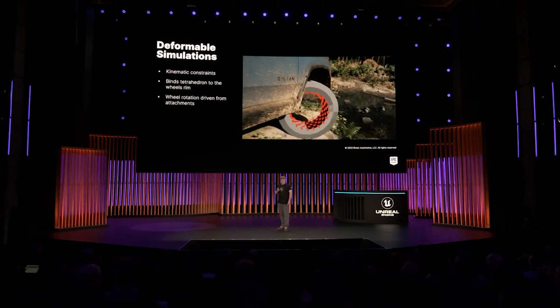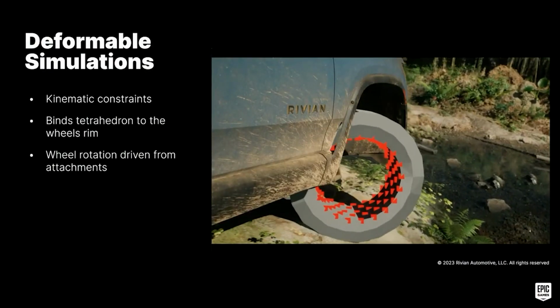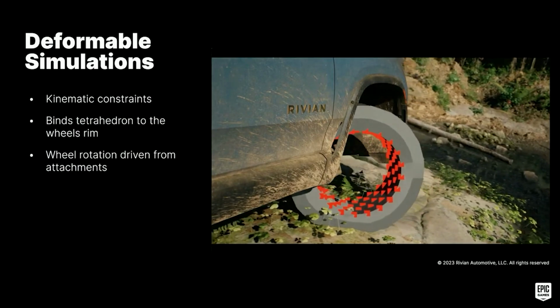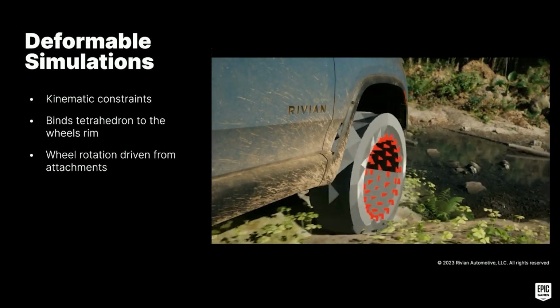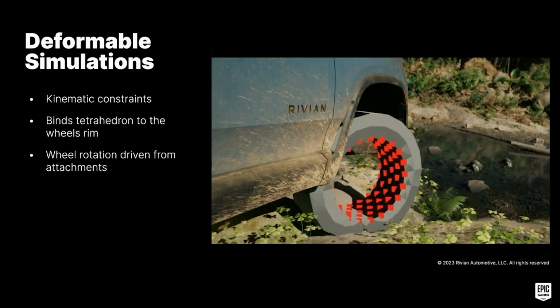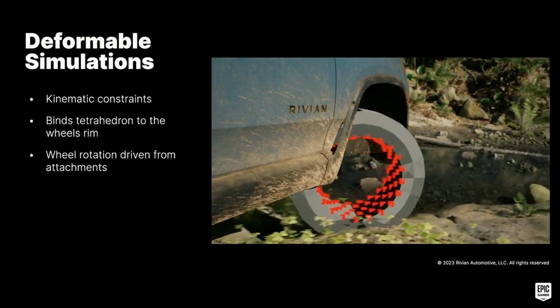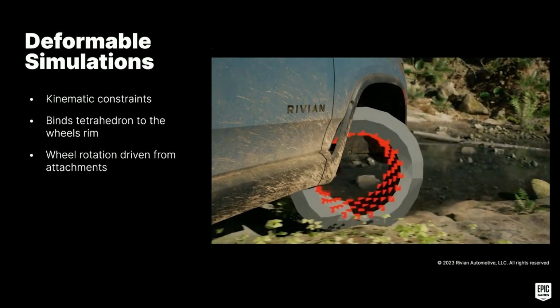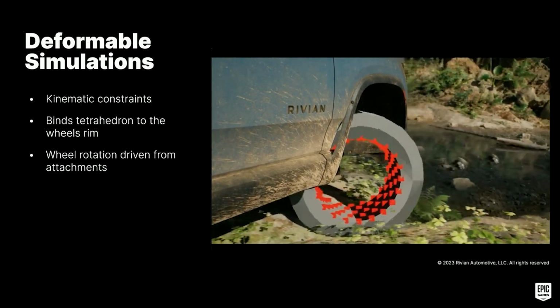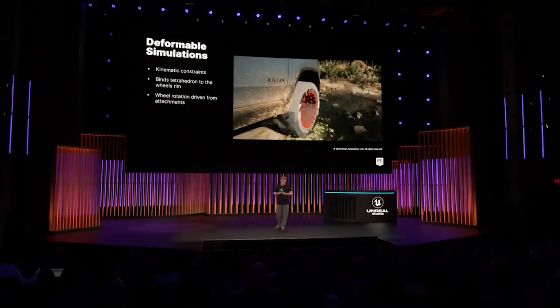So the vertices of the tetrahedron along the wheel's rim are constrained using kinematic constraints, also known as infinite mass attachments. The constrained vertices will follow the rotational animation of the axle produced by the vehicle system as the player drives around. The connected tetrahedron that are not constrained by the animation are then carried along for the ride.